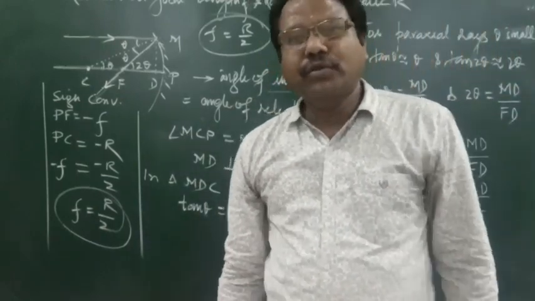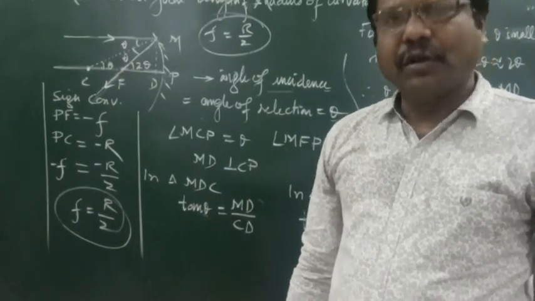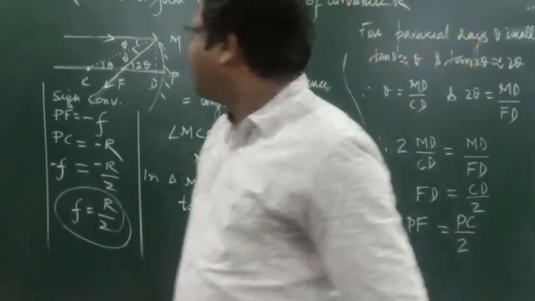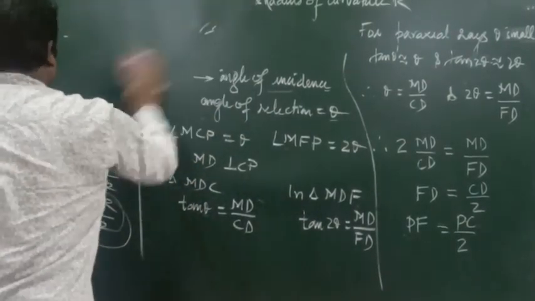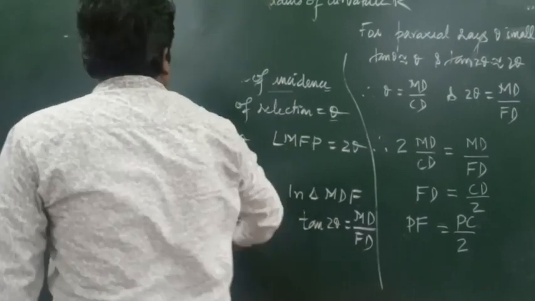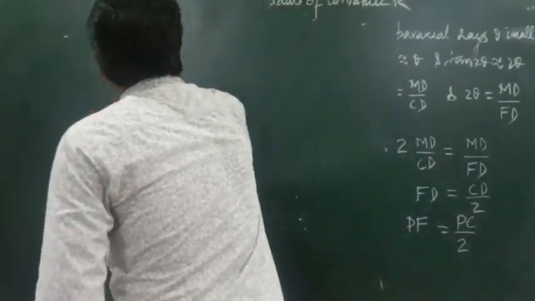After that, we'll move to the next derivation, which is the mirror equation. That is also very, very important. Okay. So after that, next we'll deal with what? The mirror equation. Here in the mirror equation, we'll take a concave mirror with the center of curvature C, pole P, and its focus F. Okay. So mirror equation.